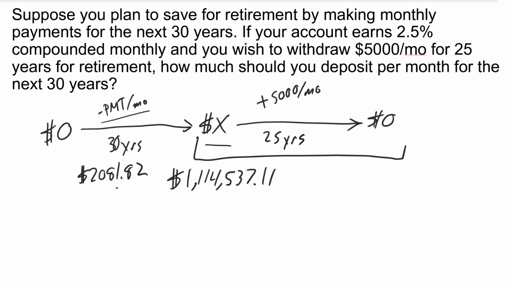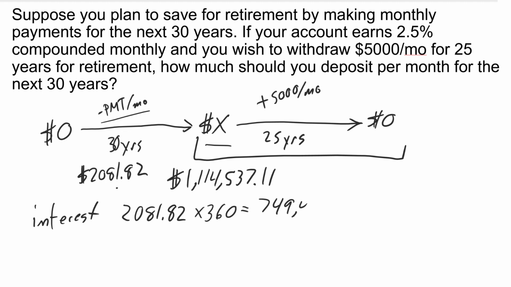If we wanted to find the interest for this, what we could do is take our payment, $2,081.82, multiply that times the number of payments, 360 payments, and we would get that that's $749,455.20. So that would be the amount of money you would put into this account.